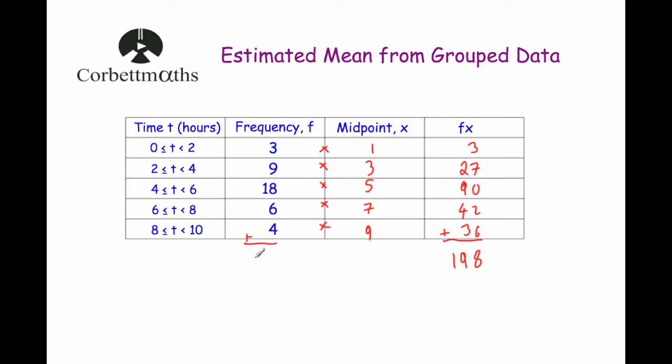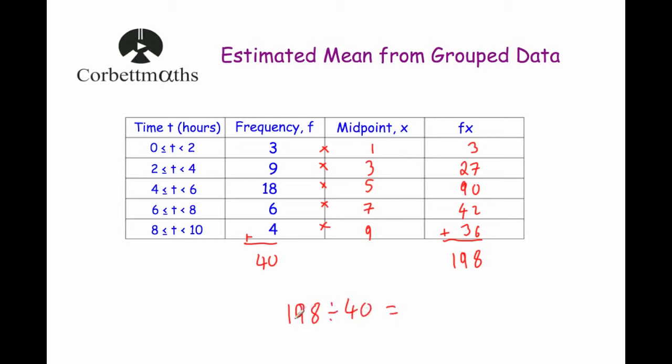And when we do that, we get the total frequency in this question is 40. So that means there's 40 students in this class. So it's quite a big class. And now what we're going to do is divide the total, the 198, by the total frequency. So we'll do 198 divided by 40, and that will give us the estimated mean.